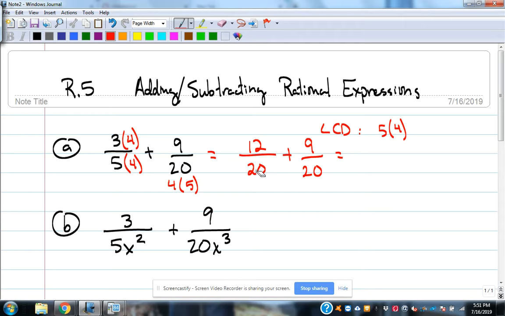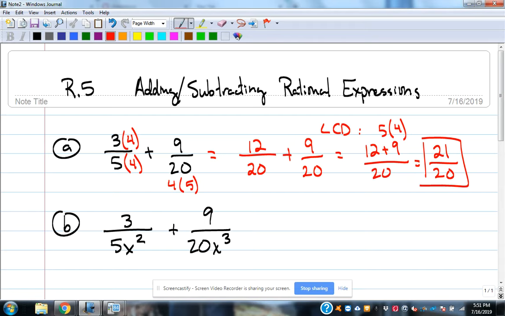Now, because the denominators are the same, I can add the numerators like I did before. 12 plus 9 is going to be 21 over 20, and we're done there. Where that changes when we start putting letters in there is that it's just a different factor. When you think about common denominators, it's all related to factors, and not so much getting the number the same as it is getting all the same factors in there. If you think about it in those terms, I think it makes it easier to do.